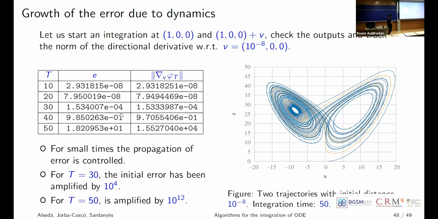10 to the minus 1 for 40 units of time. And in 50, which is not much, you've lost all the digits. So this is what you get, two completely different solutions or trajectories.